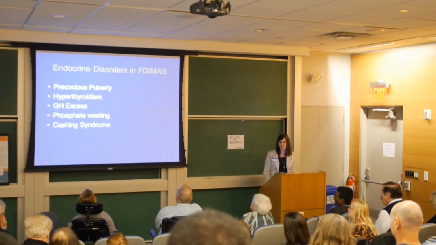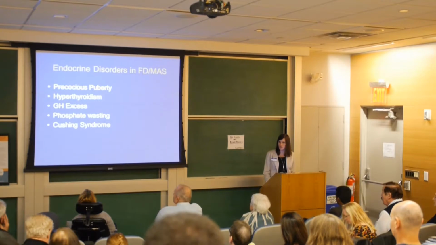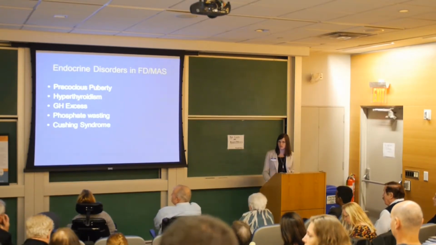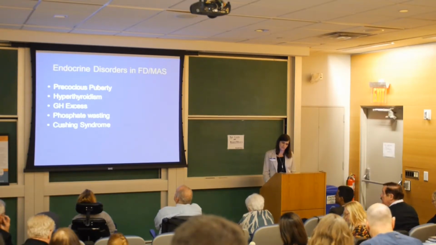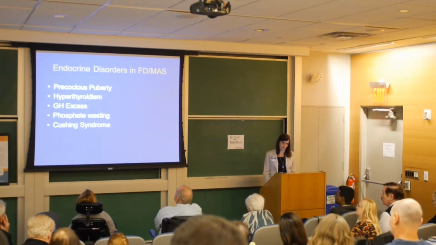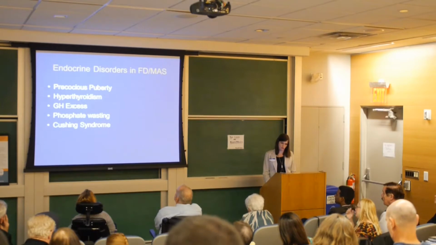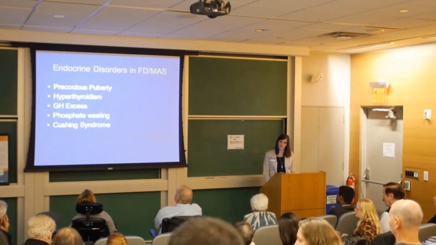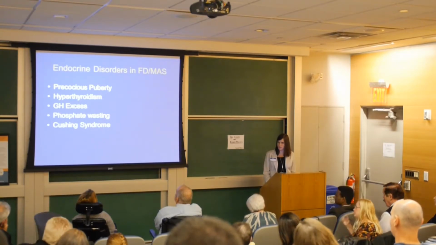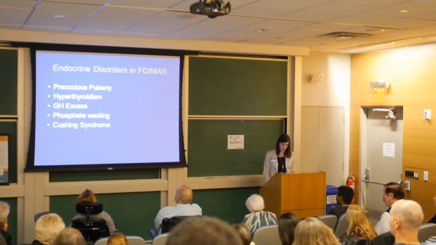So I've really focused it mostly on treatment and on clinical pearls for parents and patients to know for their own health maintenance. This is the list of endocrine disorders in McCune-Albright syndrome: precocious puberty, hyperthyroidism, growth hormone excess, phosphate wasting, and Cushing's. And we've heard bits and pieces about these disorders throughout the day today.